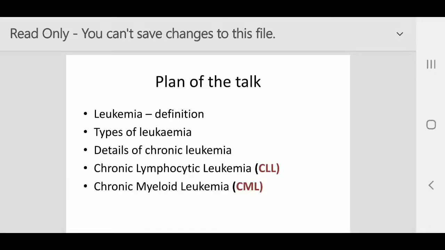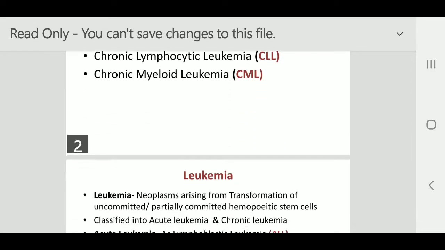Good afternoon. In my first video lecture with this batch, I'll be talking about chronic leukemias. The plan of the talk will be such that we'll be covering the definition of leukemia, the types of leukemia, the details of chronic leukemia, that is chronic lymphocytic leukemia and chronic myeloid leukemia. Before we understand what is chronic leukemia, it is important that we need to know what is basically leukemia.